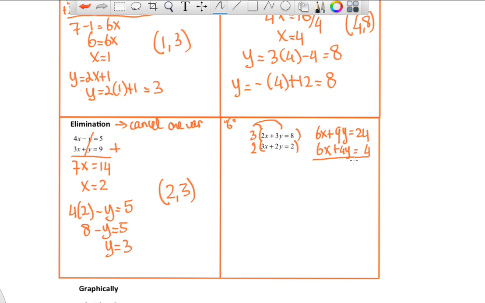And now, adding doesn't work, but 6 minus 6 does work. So if I'm just going to subtract here, 6 minus 6 is 0, 9 minus 4 is 5y, and 24 minus 4 is 20. So 20 divided by 5 is 4. So y equals 4. Plug that one into either of these two equations.